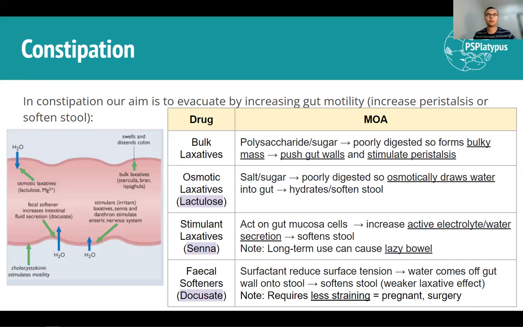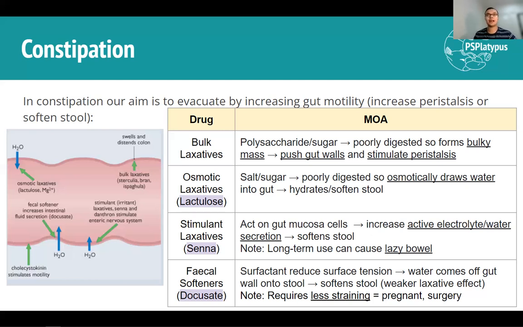Your fecal softeners are the final drug you have to keep in mind. An example of that is Docusate, the one you have to know for your exam. And the way that these work is these are surfactants. So if you remember from respiratory physiology, surfactants are chemicals that reduce surface tension. And the way they do that is they go in between the water molecules and reduce the hydrogen bonding between them. Therefore, the water is going to stick to itself less cohesively.